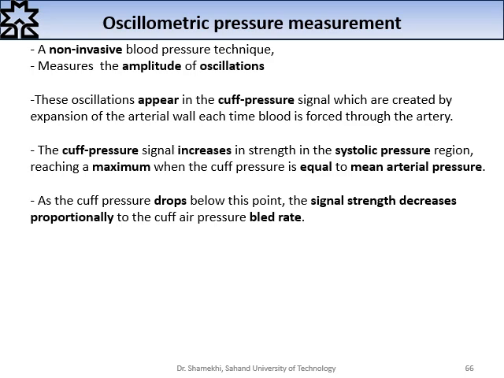The cuff pressure signal increases in strength in the systolic pressure region, reaching a maximum when the cuff pressure is equal to mean arterial pressure. As the cuff pressure drops below this point, the signal strength decreases proportionally to the cuff air pressure bled rate.